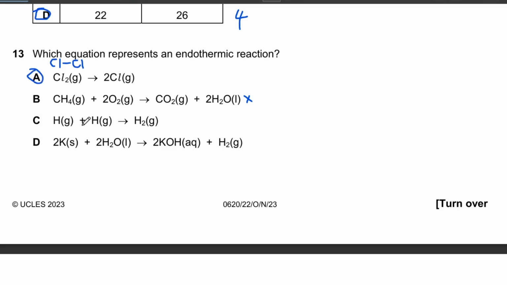Now let's look at C. C is bond formation because hydrogen and hydrogen to give you this hydrogen gas is bond formation. So therefore, it is exothermic.